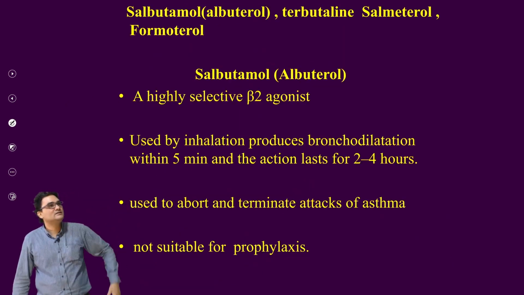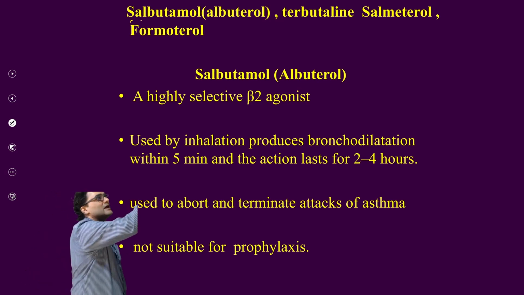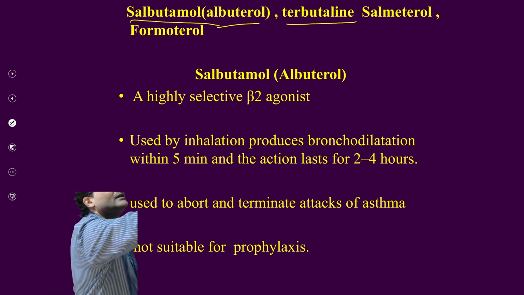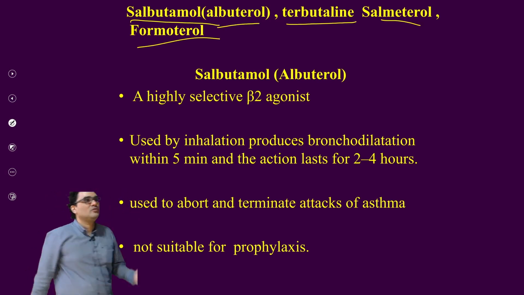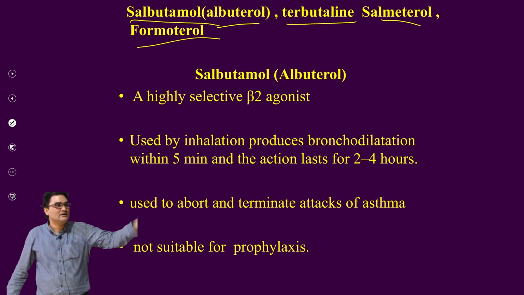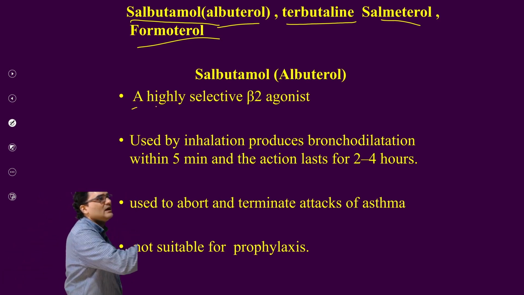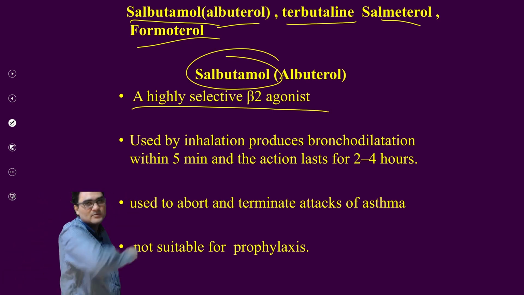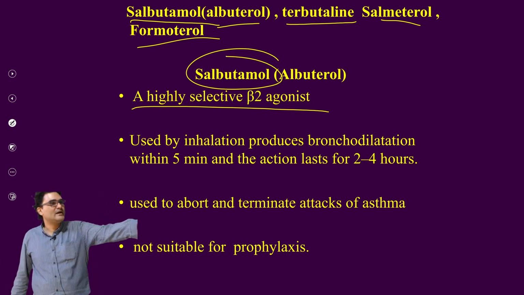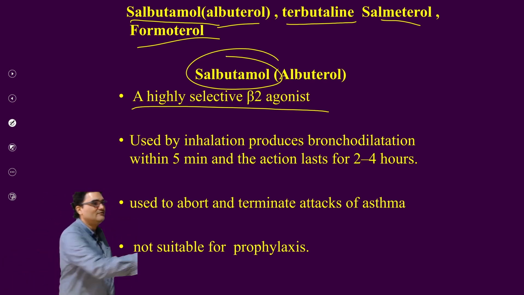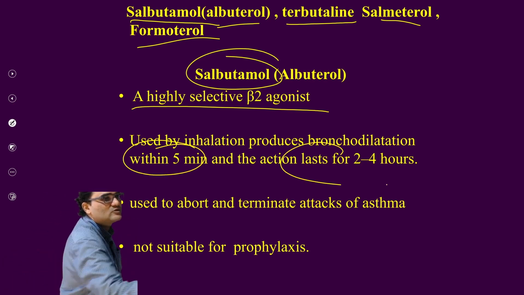So we'll see the drugs. What are the drugs in this group? Salbutamol or albuterol, terbutaline, salmeterol or formoterol. The most commonly used is the highly selective beta 2 agonist, salbutamol. Used by inhalation, it produces bronchodilation within 5 minutes. The action lasts for 2 to 4 hours.